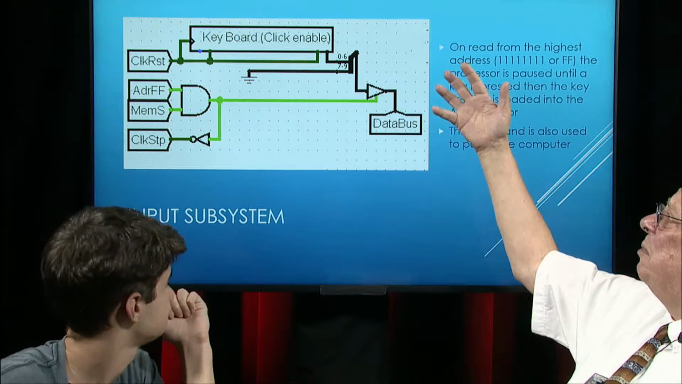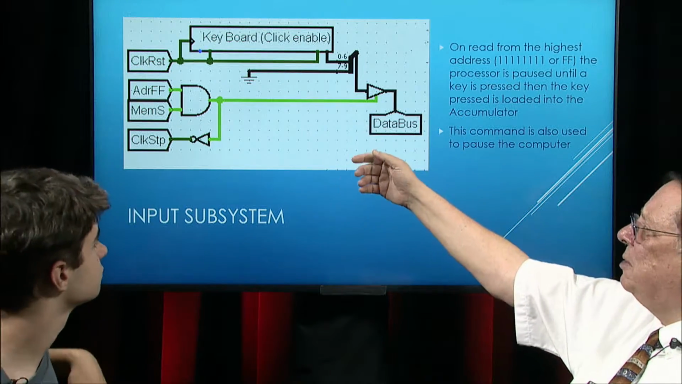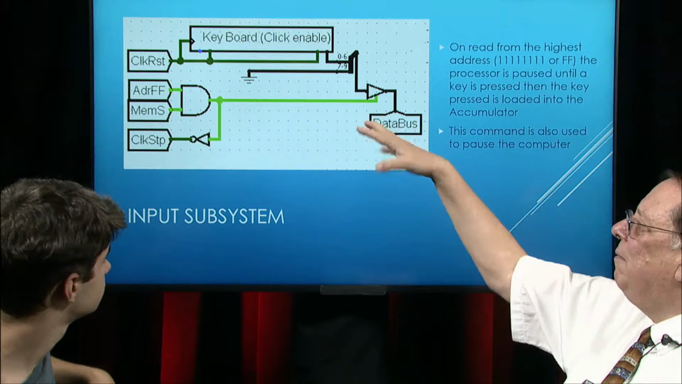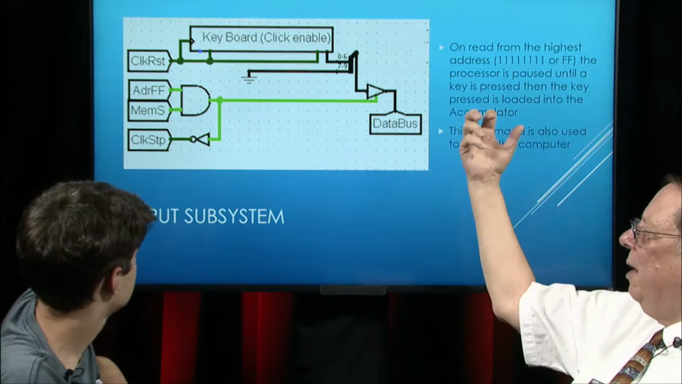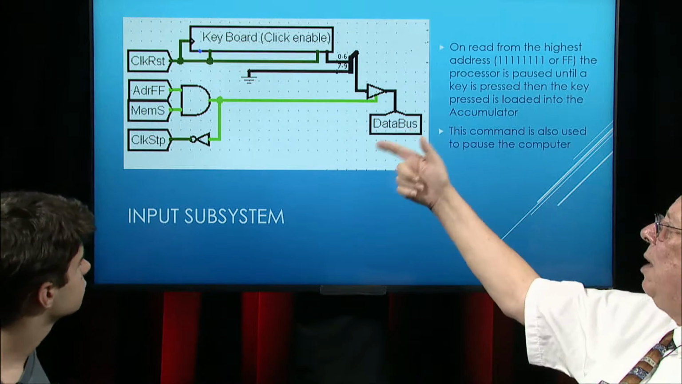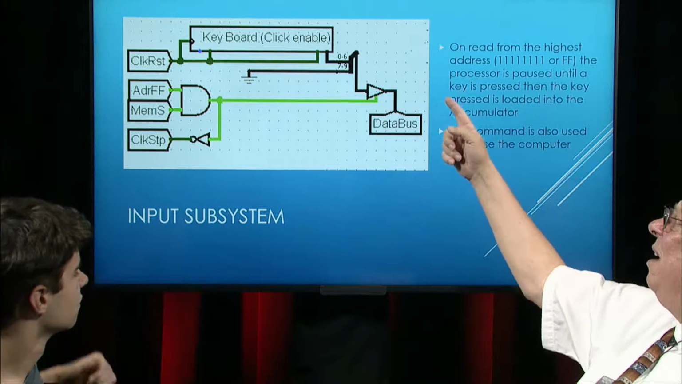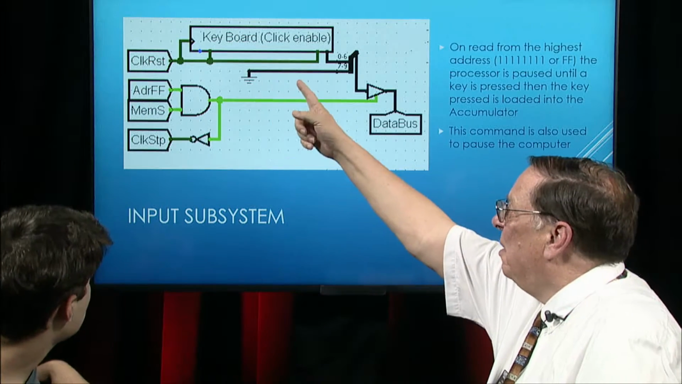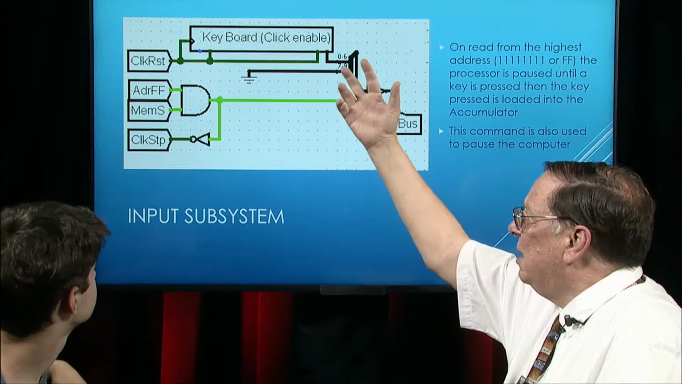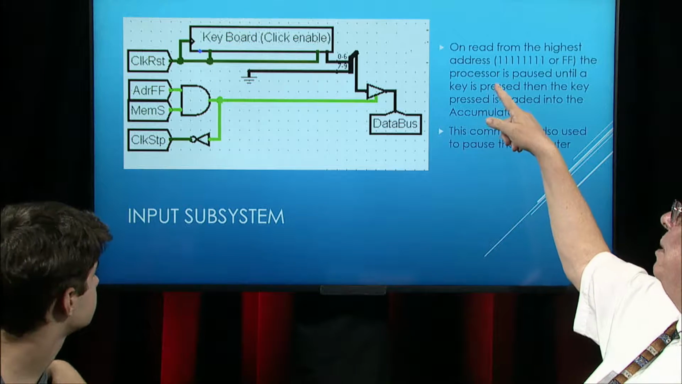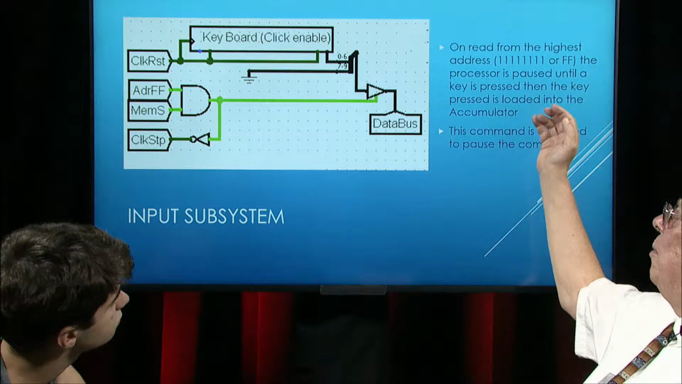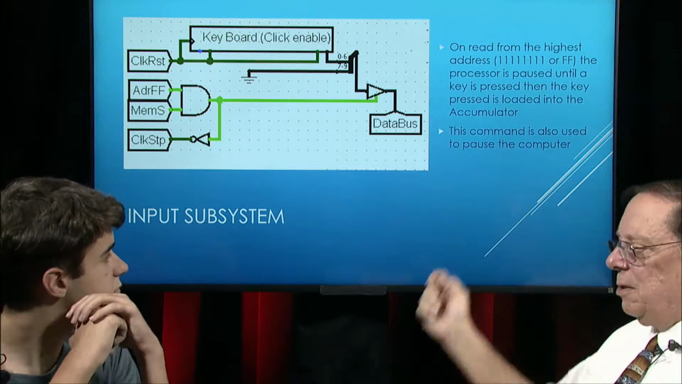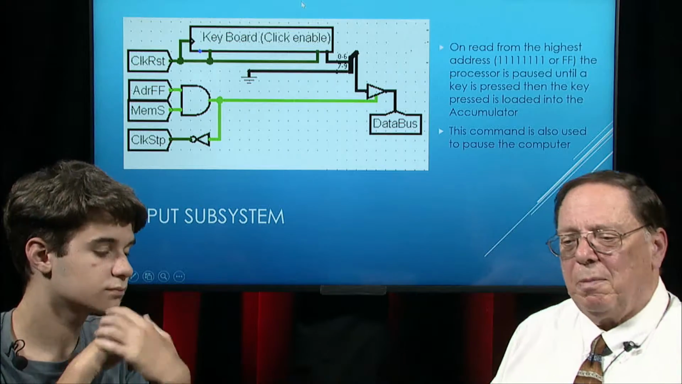What happens first when we do the read command, the read subsystem, is that when we give a command that says read a character, the computer will stop the clock and wait. As soon as we press a key, that reset clock will start the computer clock ticking again. So when we tell it we want to read the keyboard, we'll stop the computer until we press a key. We also use that to pause the computer if we want to have a pause command.